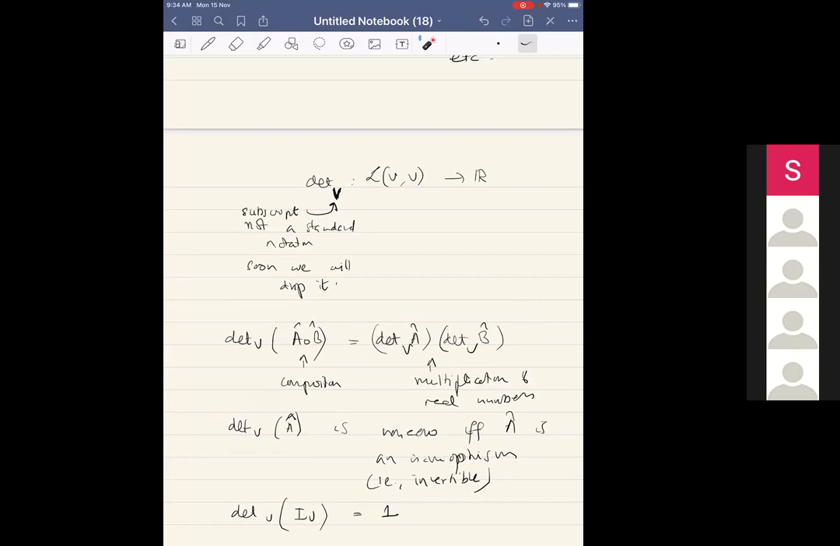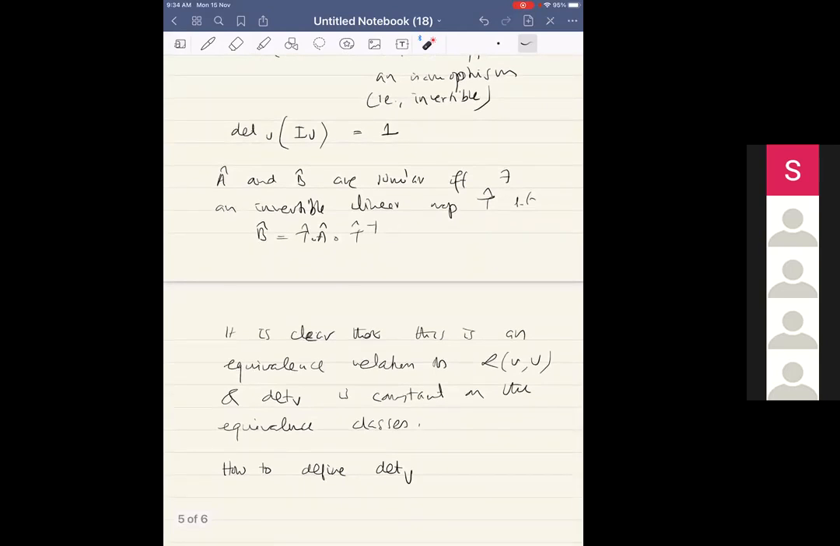A linear map from a vector space to itself is invertible if there is another linear map such that the composition is the identity. A necessary and sufficient condition for this is that the linear map should be 1-1 and onto. Okay? So in fact, we use these things interchangeably. And the determinant of the identity linear map is 1.